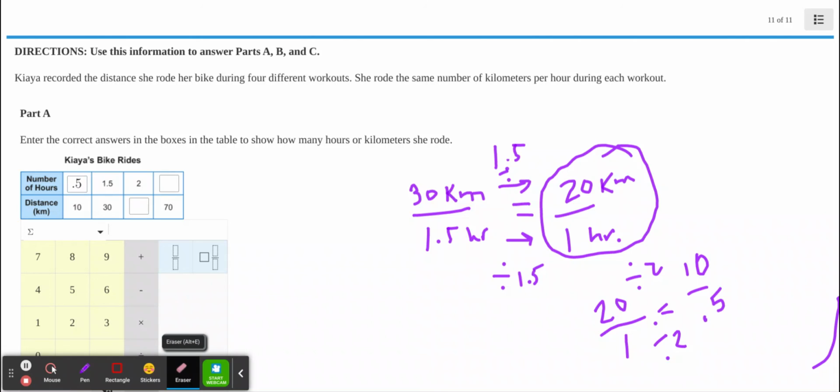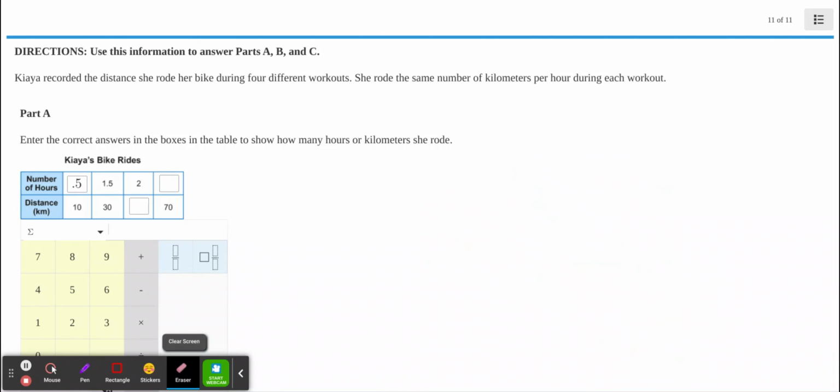I'm going to clear out my screen here and go back in here. So now I know I've got a 20-to-1 ratio. And let's just deal with our next set of boxes. So I know my next number of hours is 2 hours in my box right here.